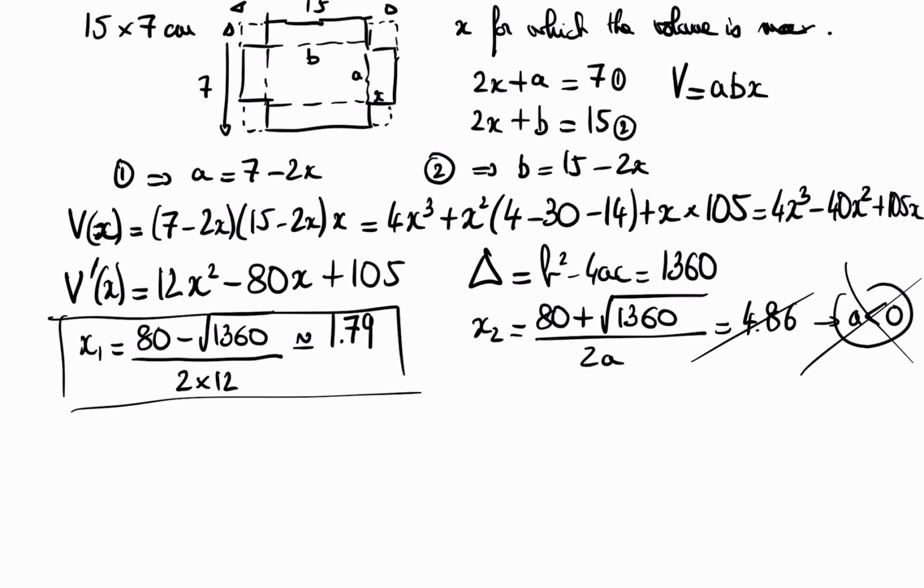And what is the volume? Well, an approximation of the volume would be a times b times x, using the value of x that I found here. And by finding the values of a and b, now that I know the value of x, I would be able to find the value of the optimal volume.